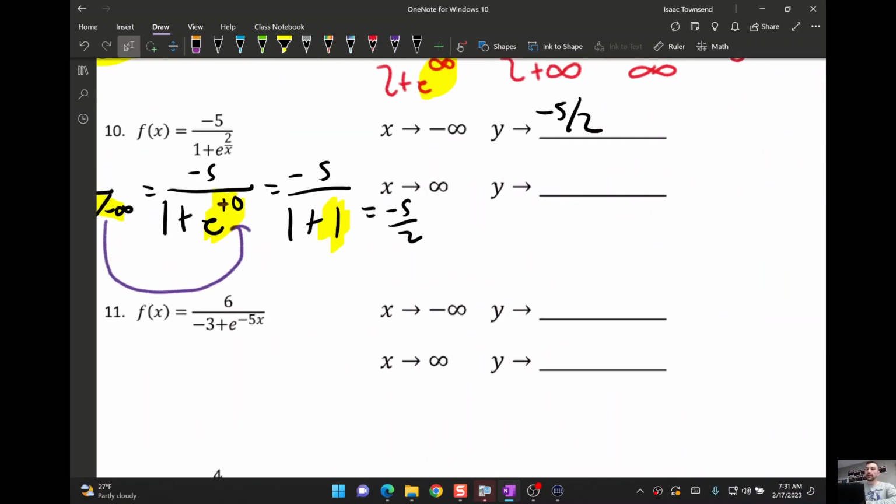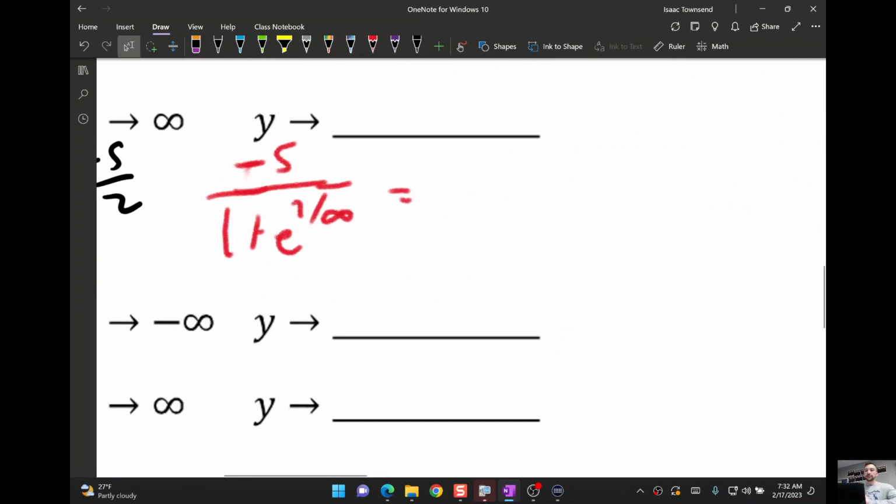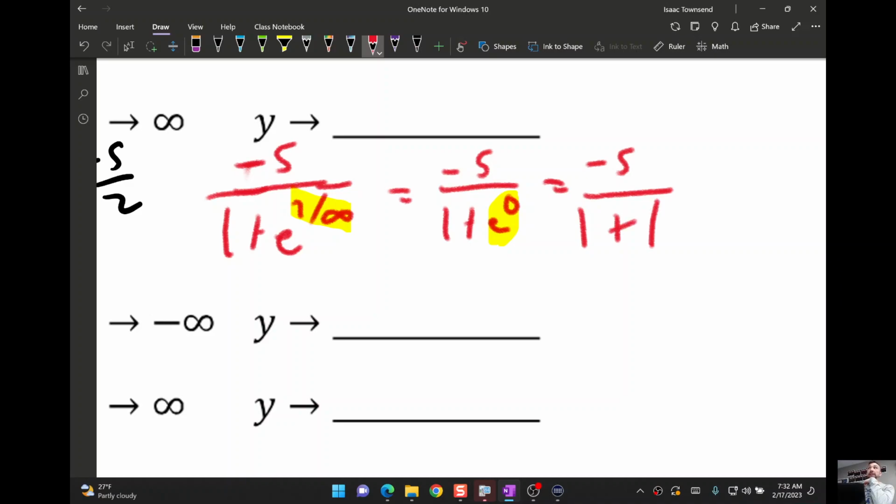Okay, and then if I do that again with positive infinity, so I'm going to think about this first. 1/infinity would go to 0. Then this matches up with number 1. Anything to the 0 power is headed towards 1, which means my denominator is headed towards 2, which means the whole fraction is headed towards -5/2.